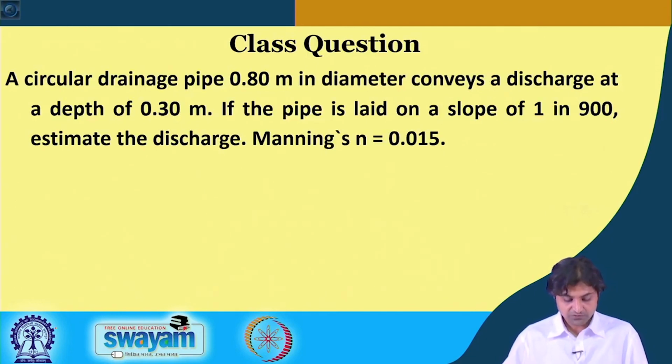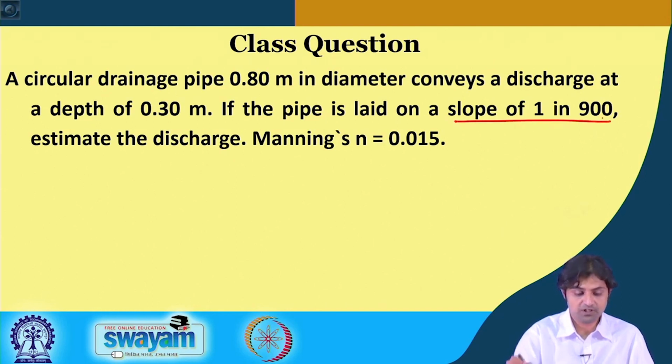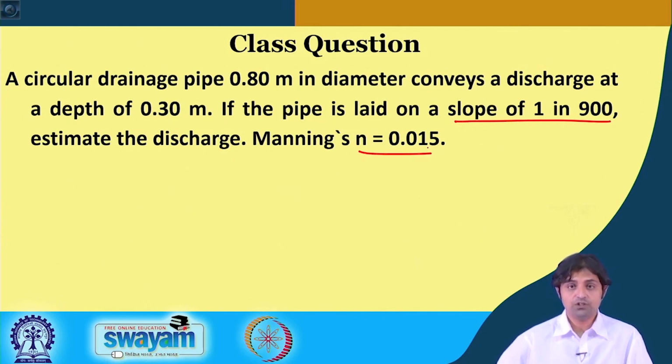All right. So, we move to the next question. A circular drainage pipe of 0.80 meter in diameter conveys discharge at a depth of 0.30 meter. If the pipe is laid on a slope of 1 in 900, so we have already been given a slope, correct? Estimate the discharge, we have already been given n. Now, the complexity of this problem is that our channel is no longer rectangular, it is circular. So, how to deal with this problem?